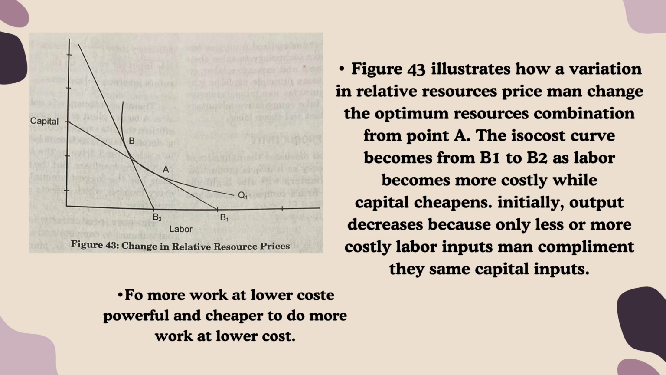Figure 43 illustrates how a variation in relative resource price can change the optimum resource combination from point A. The isocost curve shifts from B1 to B2 as labor becomes more costly while capital becomes cheaper. Initially, output decreases because only less or more costly labor inputs can complement the same capital inputs.